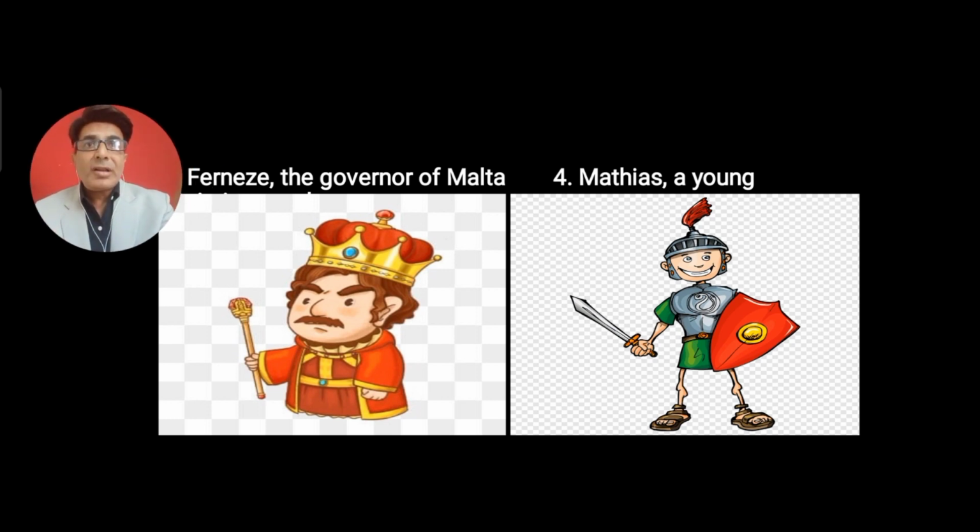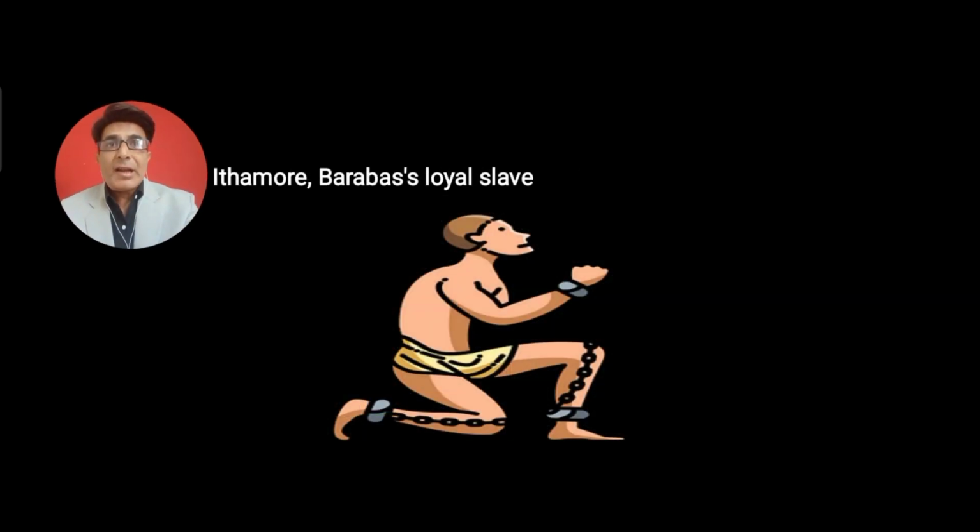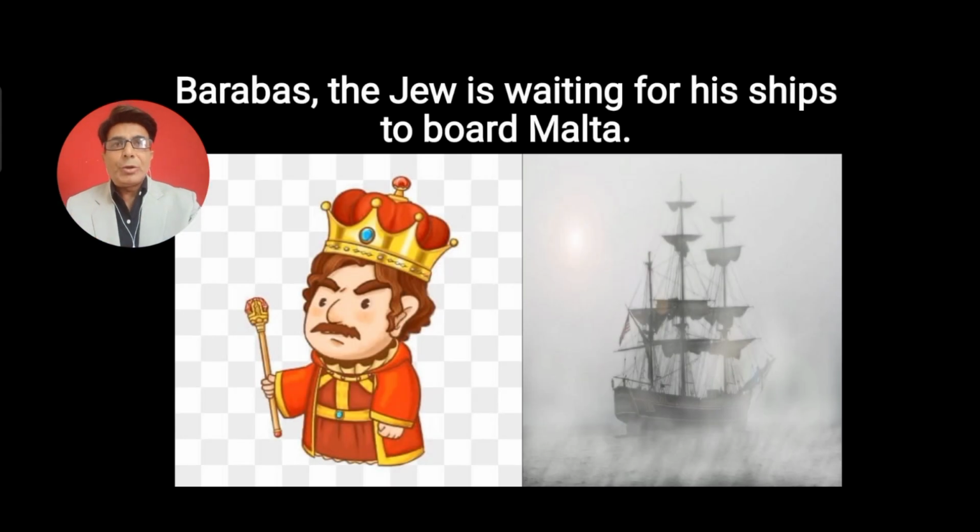The third important character is Furniss. Furniss is the governor of Malta, and the fourth character is Mathias. Mathias is a young gentleman who wanted to marry the beautiful daughter of Barabas. And the fifth character is Ithamar. Ithamar is the slave purchased by Barabas. So these are the five characters, and now let me tell you the story.